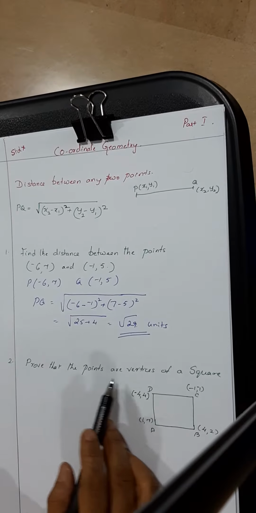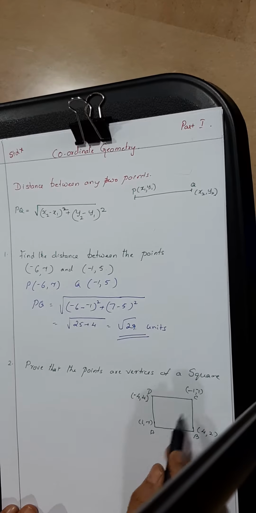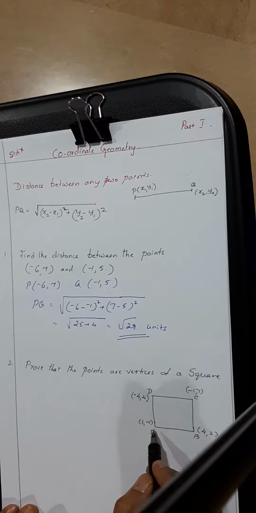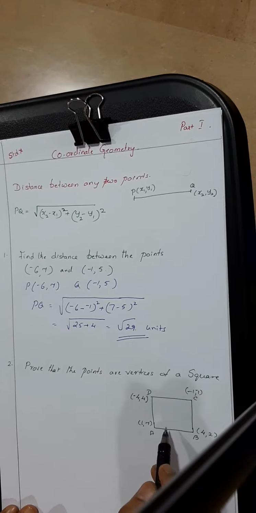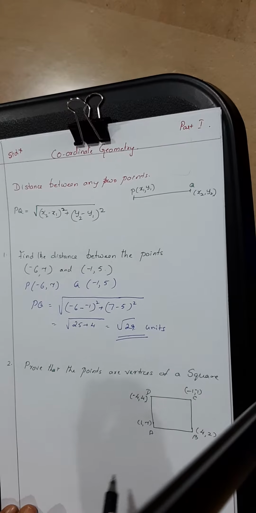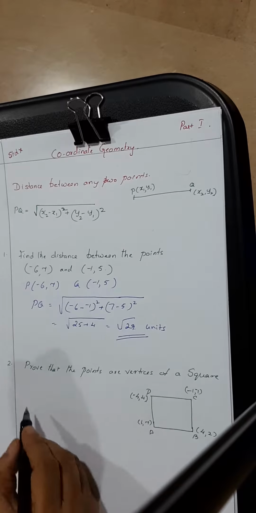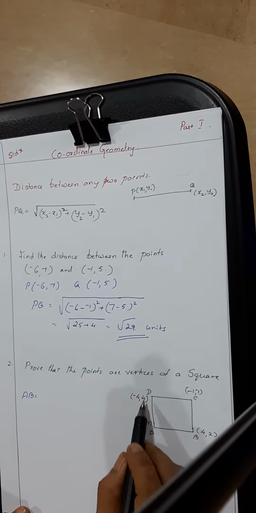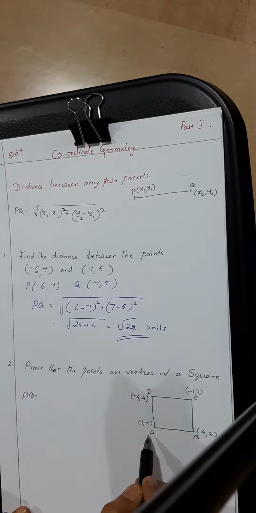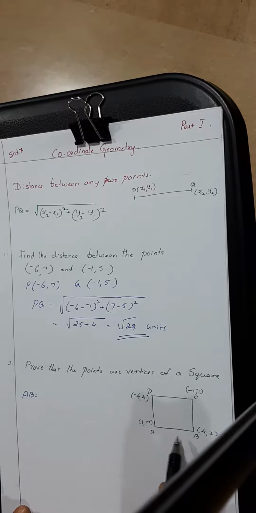Here, now prove that the points are vertices of a square. So to prove this, in a square, all the sides are equal and the diagonals are equal. So we have to find the length of all the sides. When you prove this, it's better you draw a figure like this, plot the points, then it will be very easy to find the value.